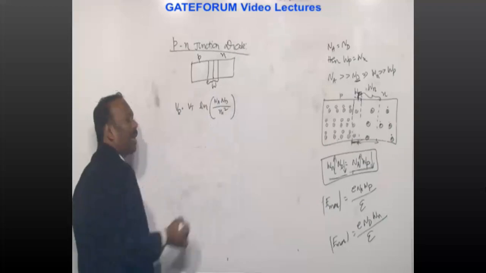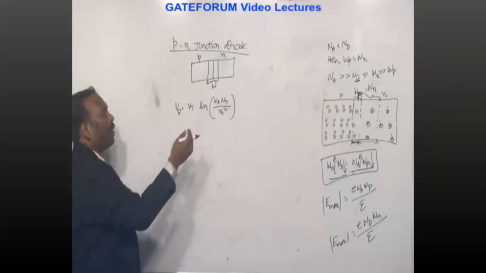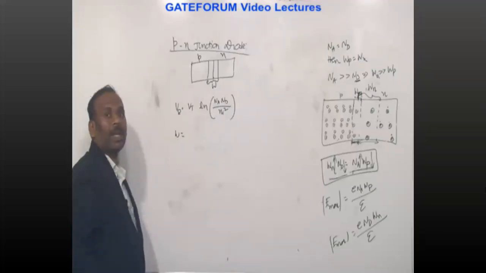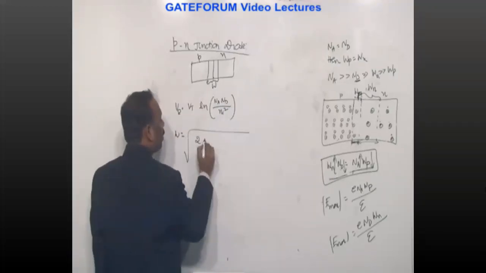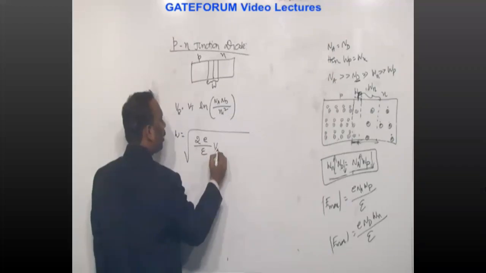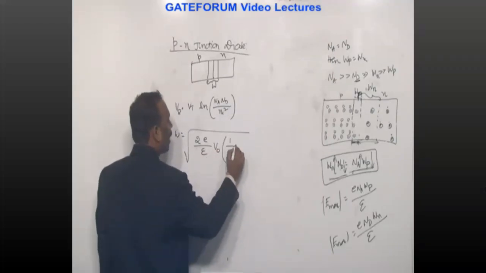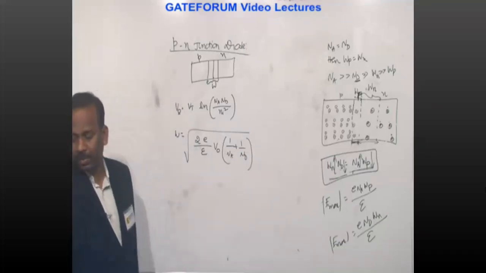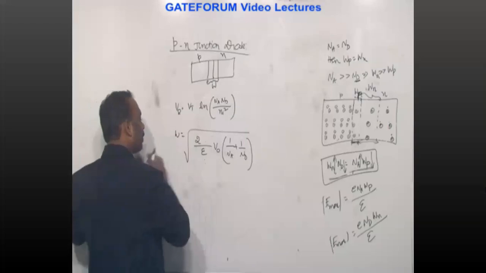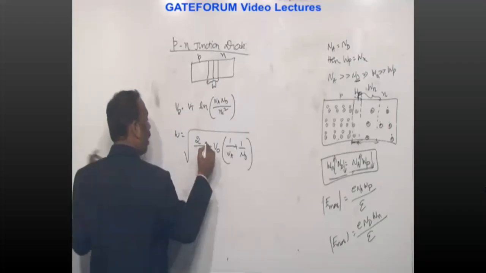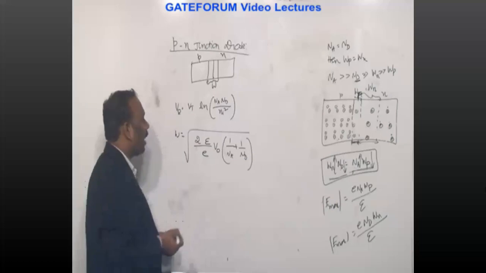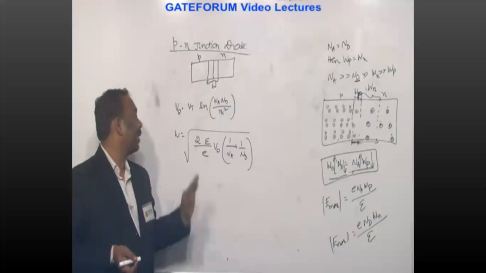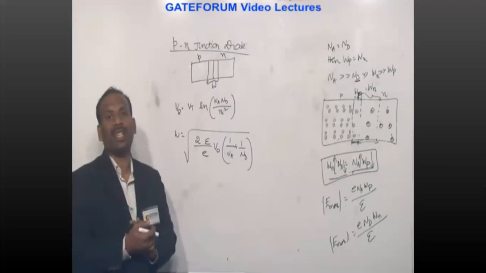Now let us suppose this is the width of the depletion layer. We know Wn, Wp. Now what is the formula for W, the width of the depletion layer? It is square root of 2 epsilon by E into V naught, the built-in potential or barrier potential, into 1 by Na plus 1 by Nd. This is called the total width of the depletion layer.